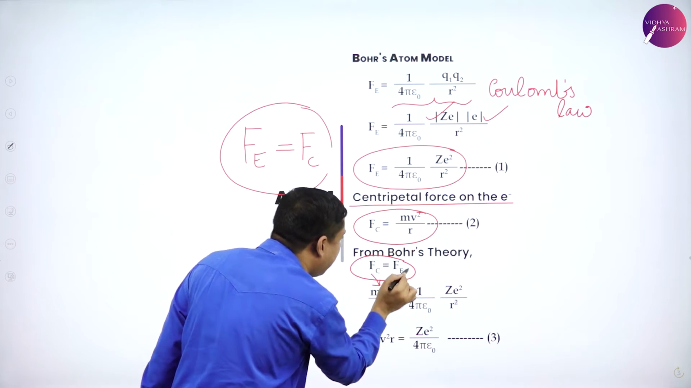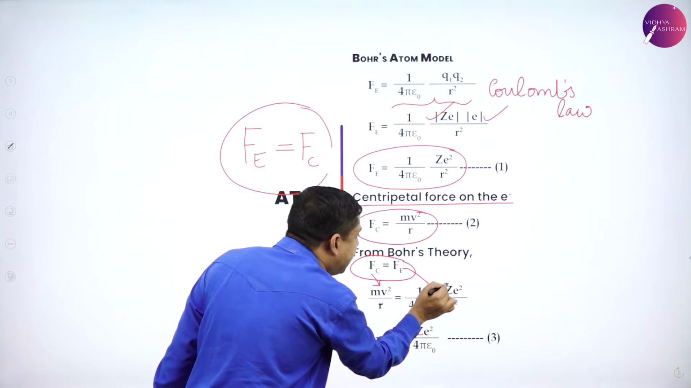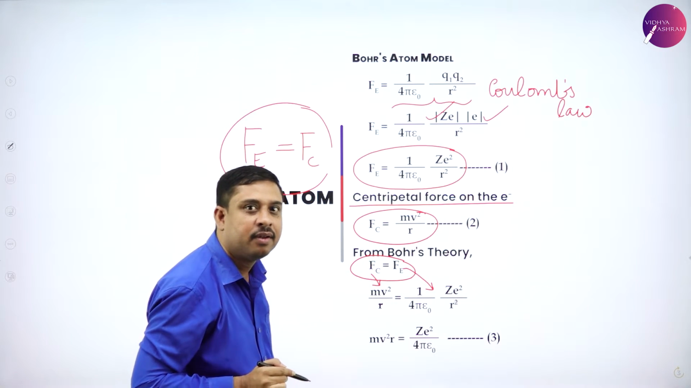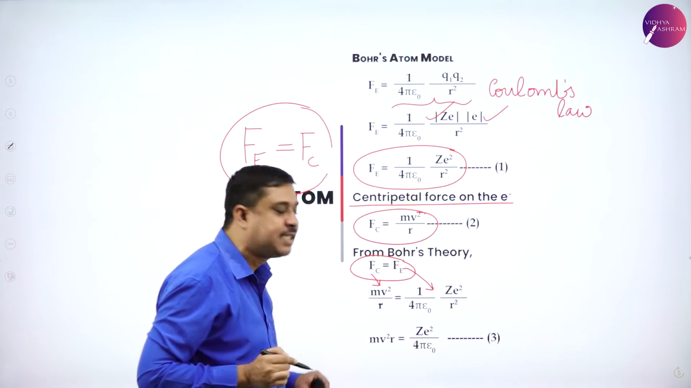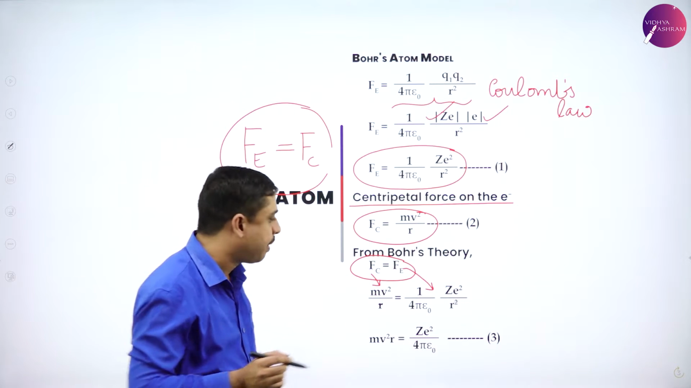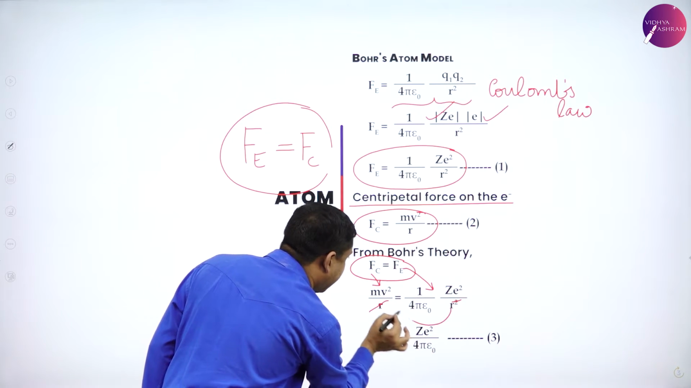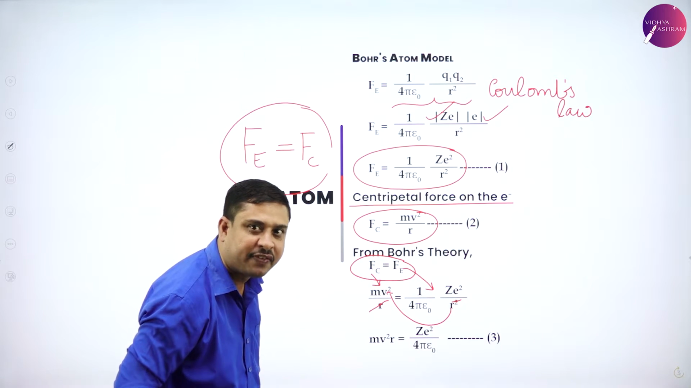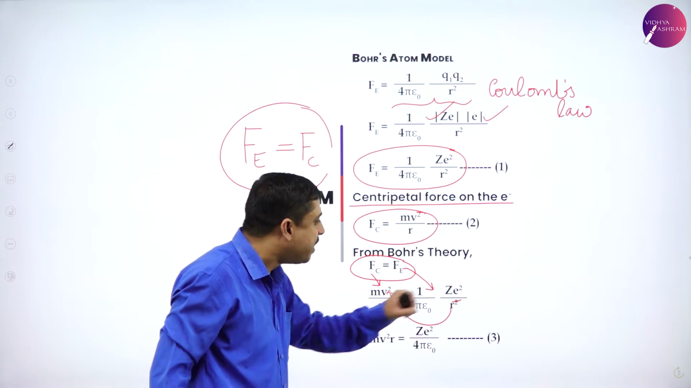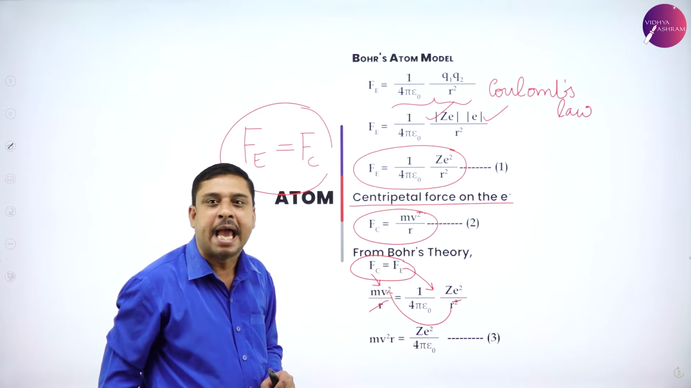Fe is 1 by 4 pi epsilon naught Z E square divided by R square from equation 1. So I have substituted for Fc as well as I have substituted for Fa. This R and 1 R gets cancelled. I take this R to the numerator on the left hand side. M V square R equals, on the numerator, Ze square divided by 4 pi epsilon naught.